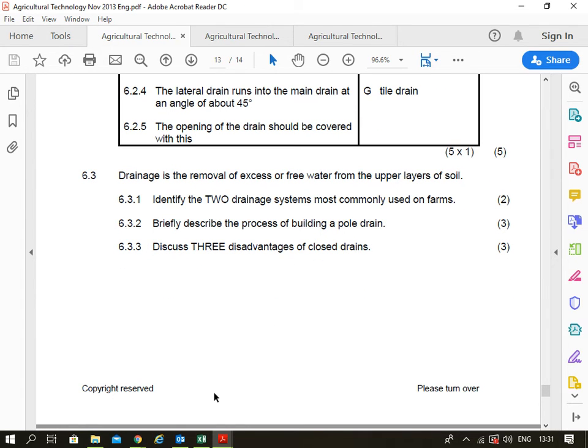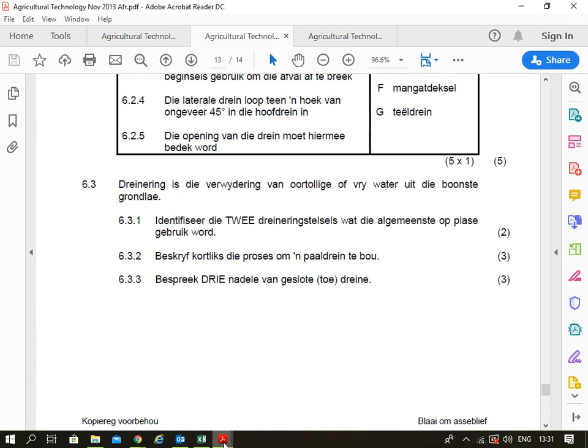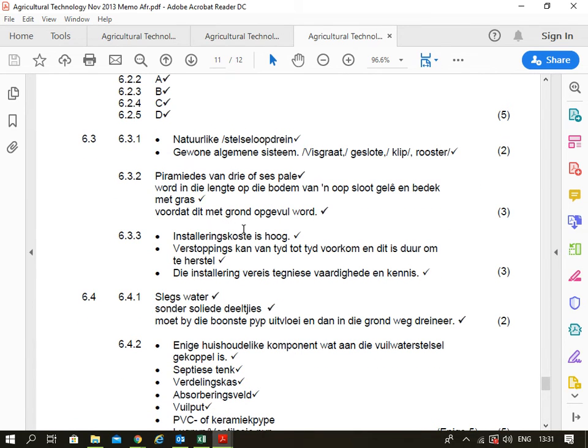Discuss 3 disadvantages of closed drains. Wat is 3 nadele van geslote drein? Installeerkoste is hoog. Verstoppings kan van tyd tot tyd plaasvind. Voorkom en is duur om te herstel en installering vereis tegniese vaardighede en kennis. So there's a high installation cost. It can cause blockages which costs money. You have to start paying for blockages to fix it. And the last one is to install it you need technical knowledge. Nie enige aap kan dit doen nie. Ek kan nie verwag dat 'n ou wat nie opgelei is dit vir my moet installeer nie.